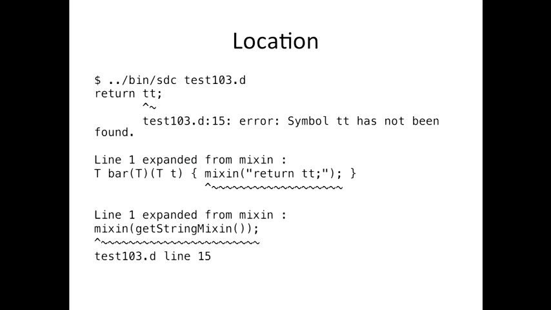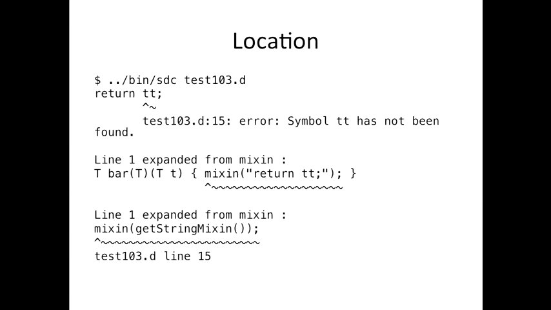So basically, here is the kind of output you get from that. You have where the error actually is. It shows in the source code, but it says, by the way, this is not in your regular file. It comes from the mixins. And here is where the mixin is. So this is expanded from the mixin.